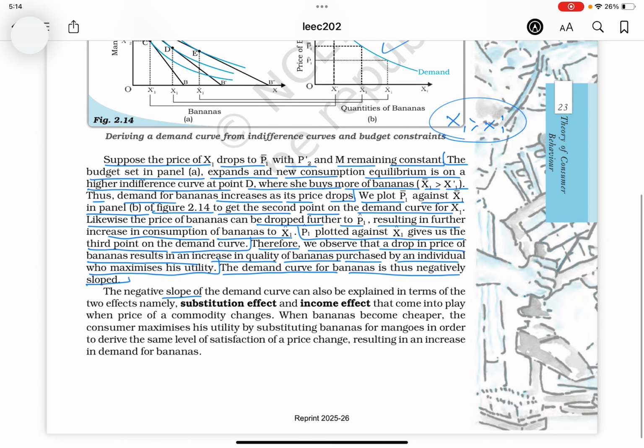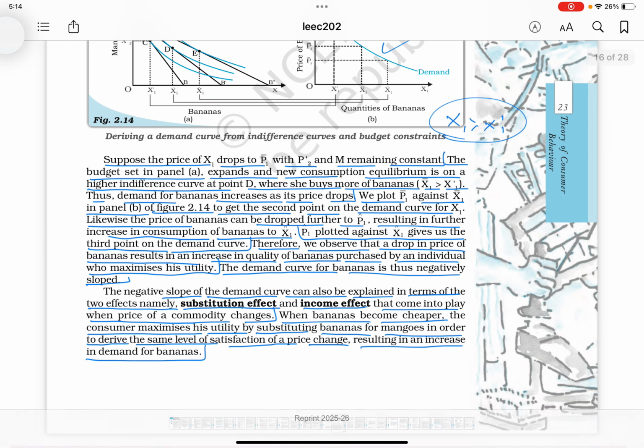The negative slope of the demand curve can also be explained in terms of two effects, namely substitution effect and income effect, that come into play when the price of a commodity changes. When bananas become cheaper, the consumer maximizes his utility by substituting bananas for mangoes in order to derive the same level of satisfaction as the price changes, resulting in an increase in demand for bananas.